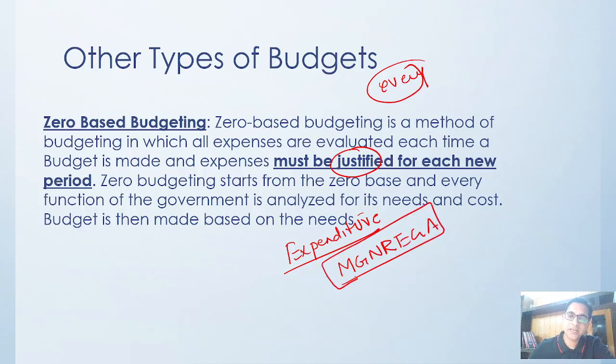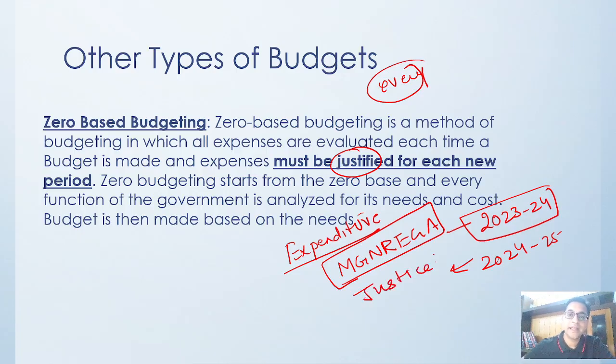if I am doing expenditure in Manrega, for 2023-24 I have taken the budget. For the next year, 2024-25, again I have to justify from the zero base, and every function is analyzed for its need and its cost. So budget is always based on need. It is not like something is going on, so it keeps on going. No, every time it has to be judged. So once you have created a budget for 1 year, next year you have to create a new budget with all the justification coming again.